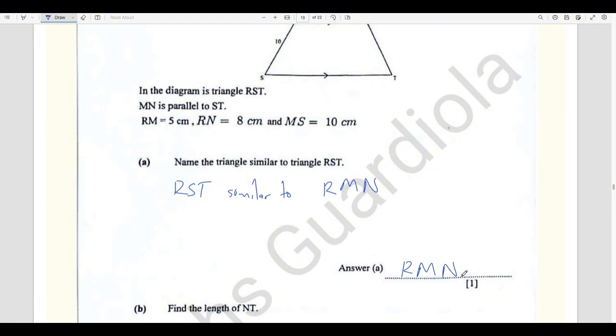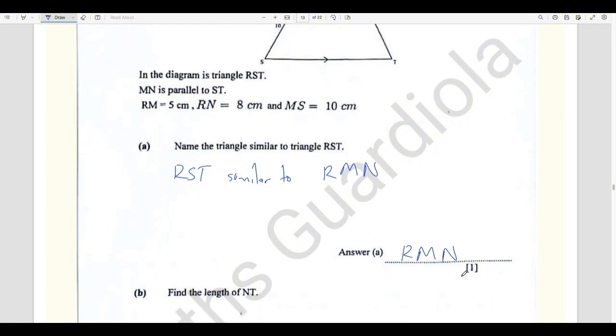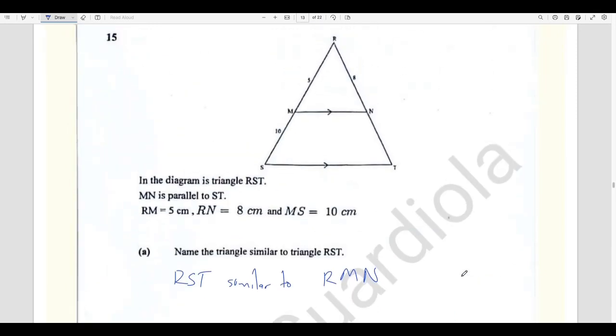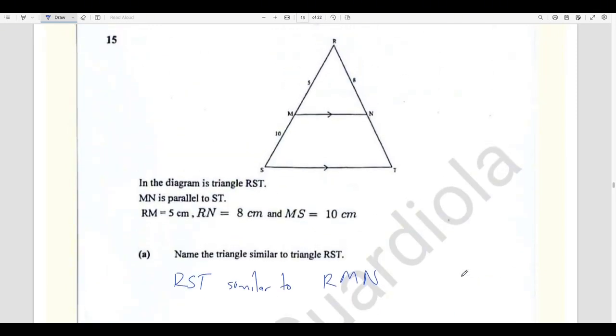Firstly, we've been given that MN is parallel to ST, RM is equal to 5, RN is 8, and MS is equal to 10. And we've also determined that the triangle RST is similar to triangle RMN.